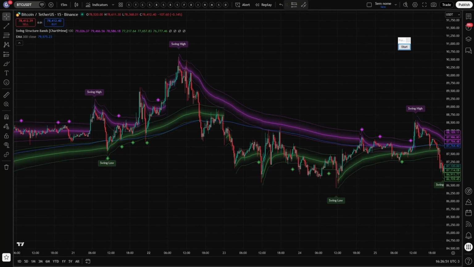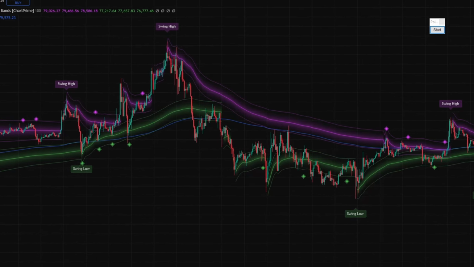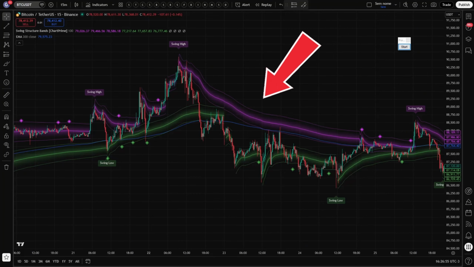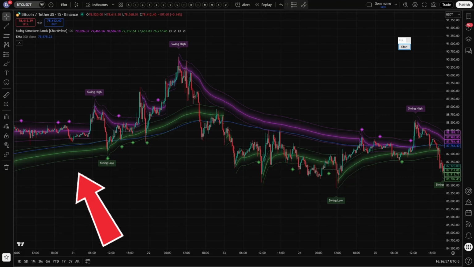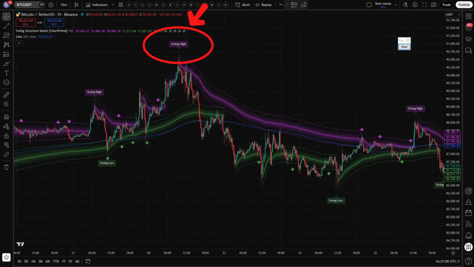As soon as it loads, three things will grab your attention. Upper bands in a bearish market color, lower bands in a bullish market color, and swing high and swing low markings, clearly showing where the structure truly reversed. Additionally, you'll observe diamonds that indicate reaction zones, not breakouts.